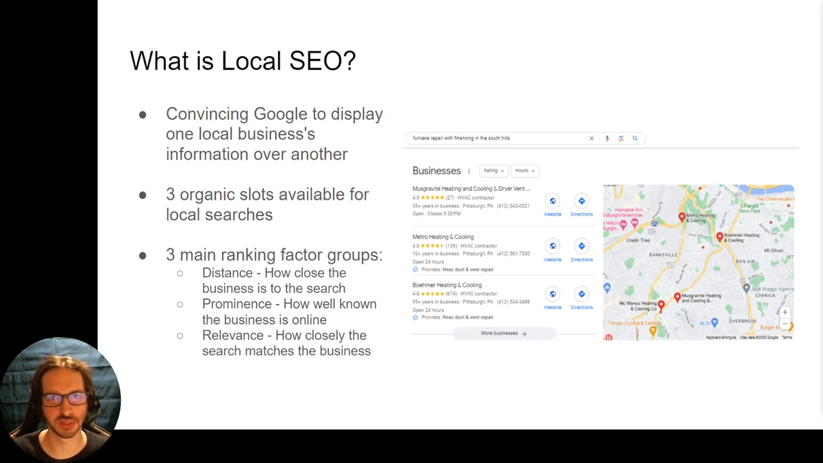Muscovite is right down the street from me, but Metro and Bammer are several miles north, and I know they have extensive online presences. They're included in the results because of their relevancy and prominence, while HVAC companies that are further south of me weren't even included because they don't have strong online presences. There are also 5 other companies in between Muscovite and Bammer that don't even show up on the map in this picture due to the weaknesses of their online presences.